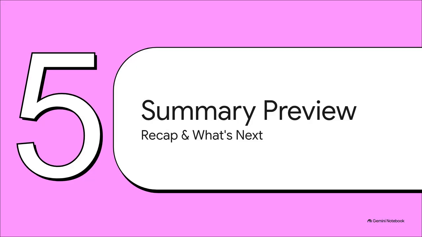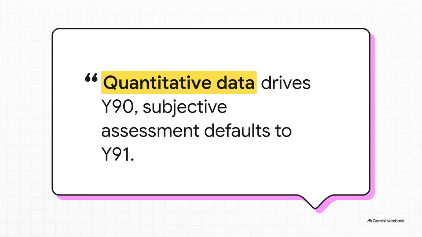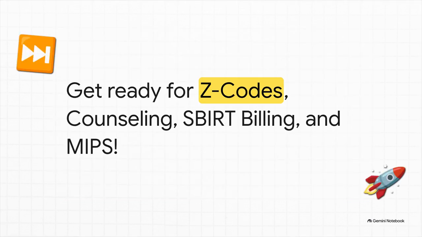And finally, Section 5, Summary Preview. I want to leave you with this final recap. And honestly, if you take nothing else away from this entire explainer, please remember this. The golden rule dictates your path. Quantitative laboratory data drives Y90, while subjective clinical assessment defaults to Y91. Just let the objective numbers be your guide, and only fall back on clinical observation when that lab data is nowhere to be found. Well, that officially wraps up Part 4.